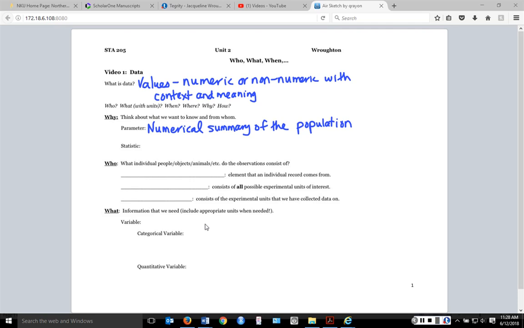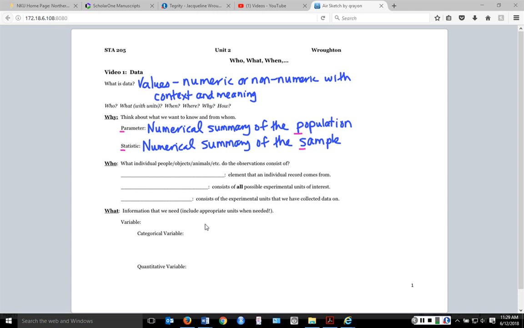A statistic is very similar. It is a numerical summary of the sample. And so since these are not very different from each other, the easiest way to remember the difference is paying attention to our first letter. So both parameter and population start with P, and statistic and sample both start with S. So that's one of the easier ways to remember which one is which.